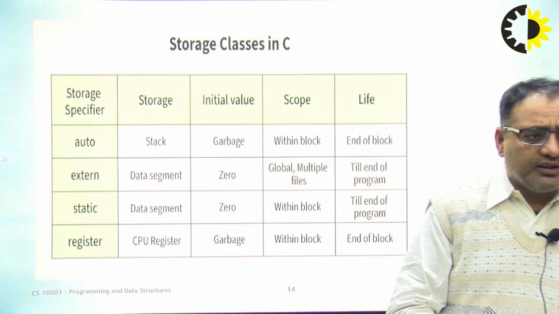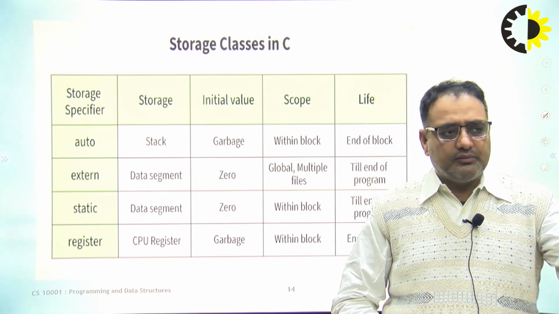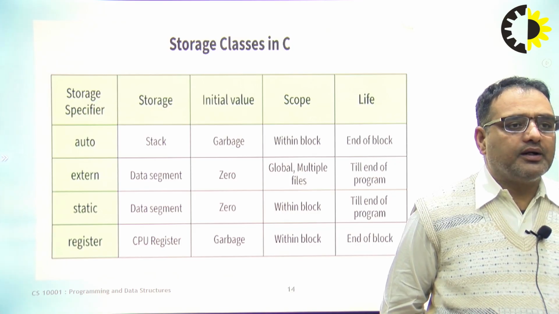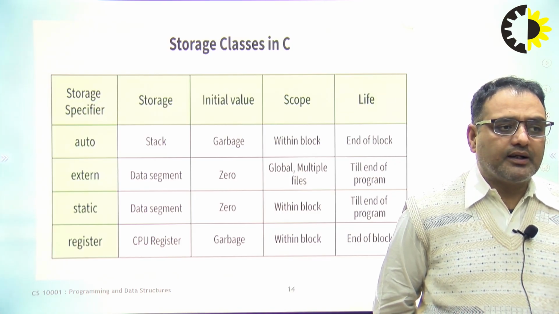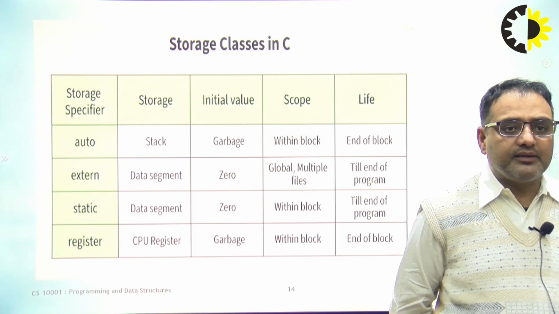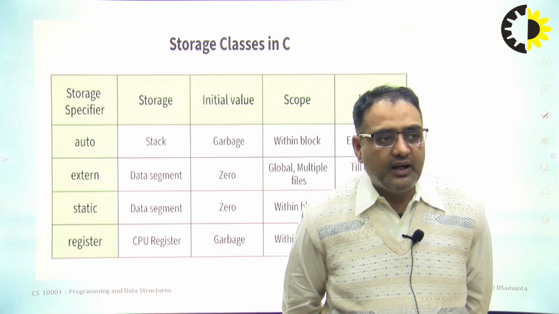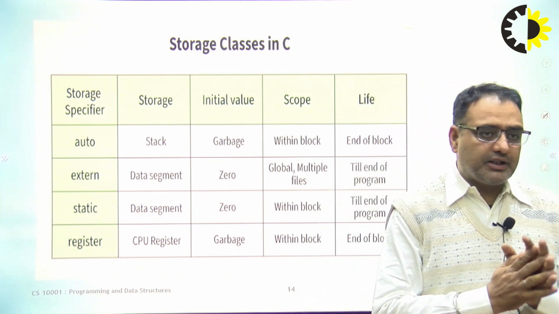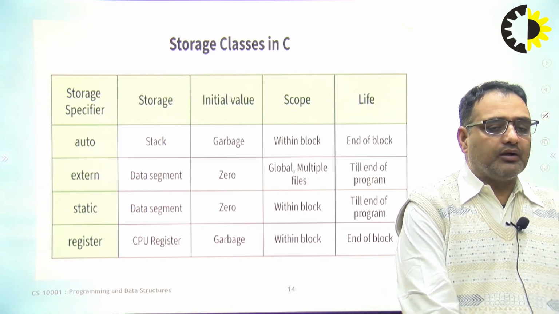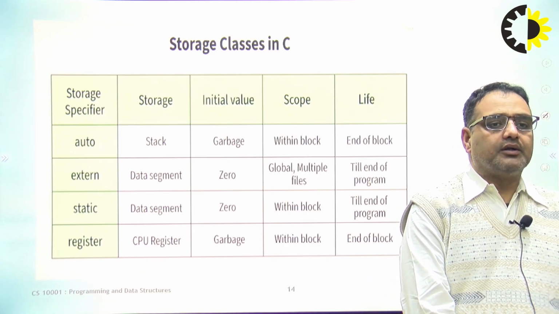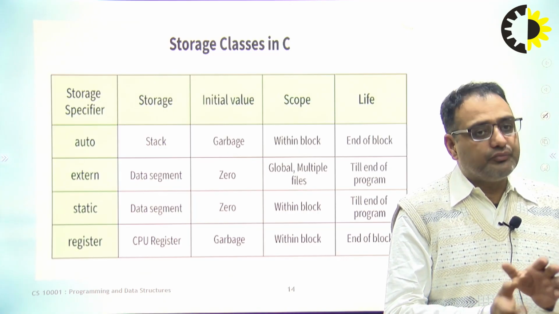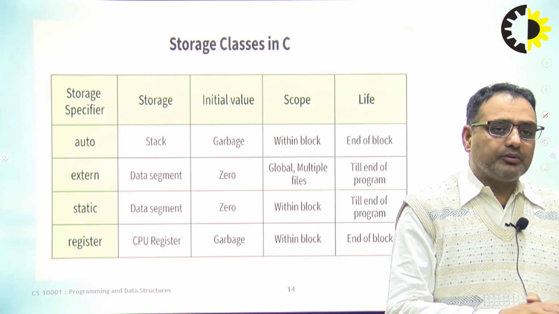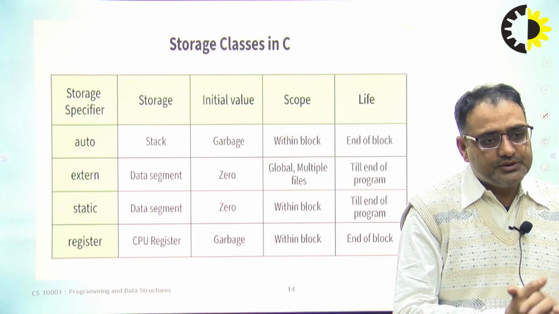Register behaves like auto, but the single difference is that register data is stored in a register, meaning in the microprocessor, and auto data is stored in RAM. But the life of both is the same, that is, end of the block when control exits from the block. Block means function. When the control exits from the function, the life of the local variable ends.